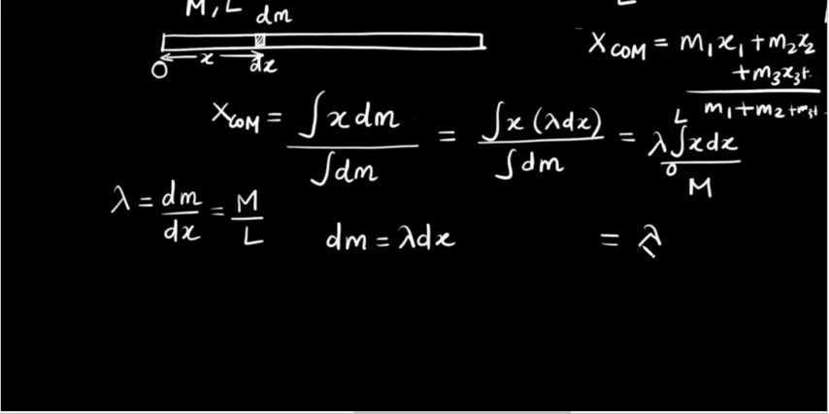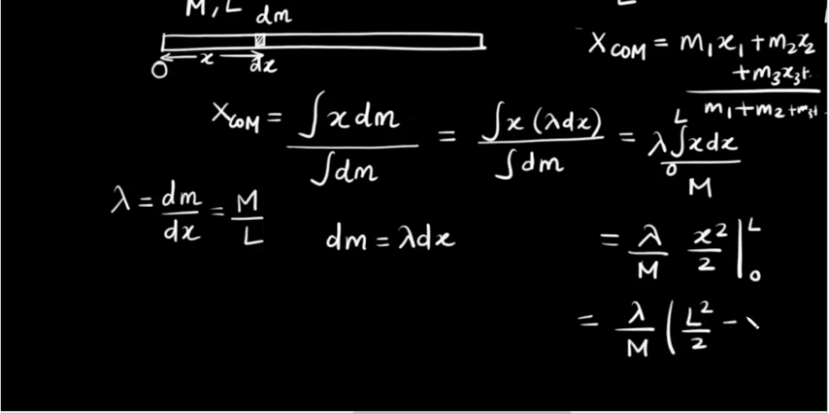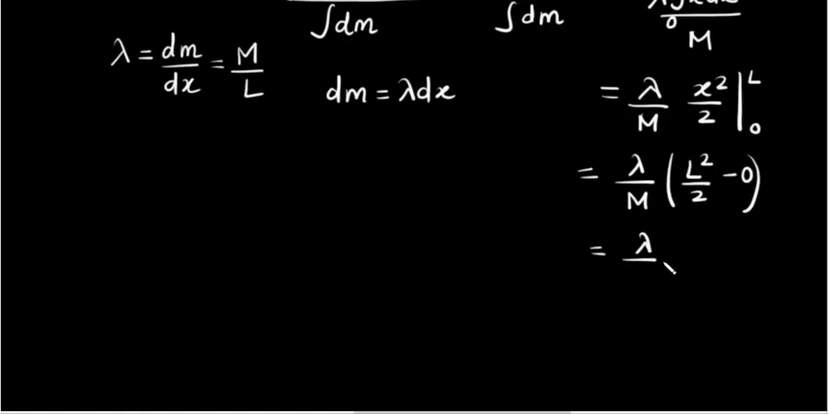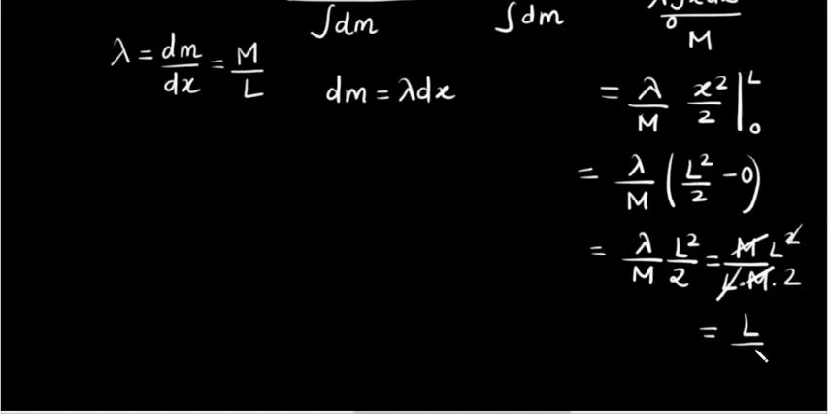So this will be lambda by M into integral x dx will be x square by 2, and the limits are from 0 to L basically. So this will be lambda by M into L square by 2 minus 0. So what will this become? This will become lambda upon M into L square by 2. Now what is lambda? Lambda is equal to M by L, that is mass per unit length. So M by L into 1 by M into L square by 2. So M and M get cancelled, L and L get cancelled. We have L by 2 as the center of mass.